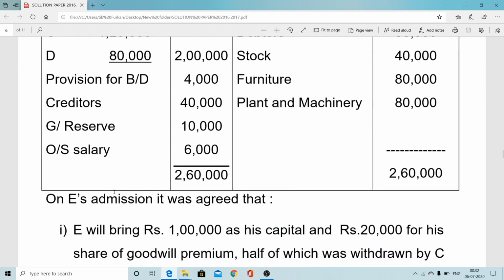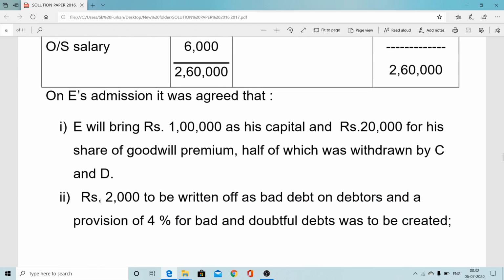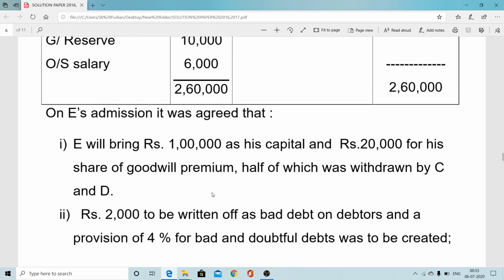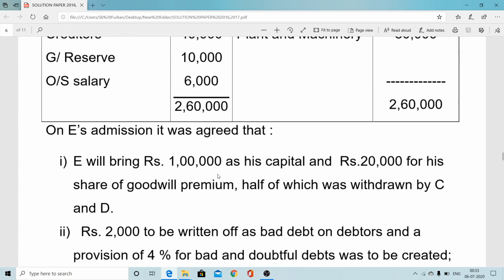Now on E's admission, when the new partner E takes admission, there are adjustments we have to make. For the adjustment, the new partner E has to pay 1 lakh as his capital and 20,000 for his share of goodwill money, and half of the amount is withdrawn by the old partners, that is C and D. So this is the primary information.